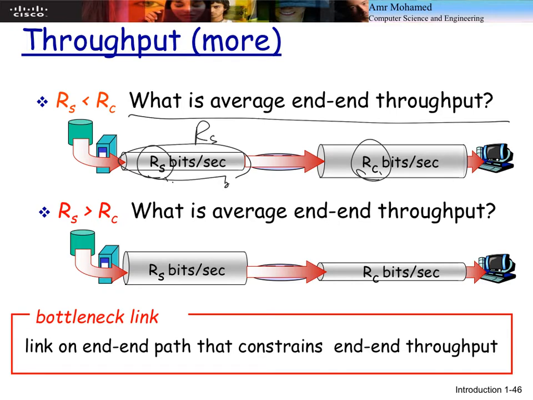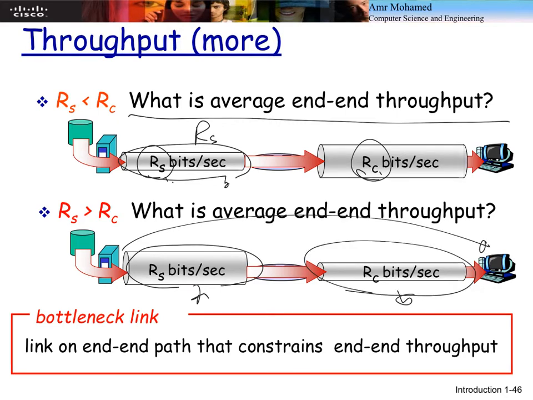If RS is greater, in that case, the amount of fluid that I can inject is big, but the end-to-end rate will be dictated by this link, and in that case, it will be RC. Which means that the throughput, end-to-end, is a bottleneck metric. So the link throughput is the minimum of the two data rates.